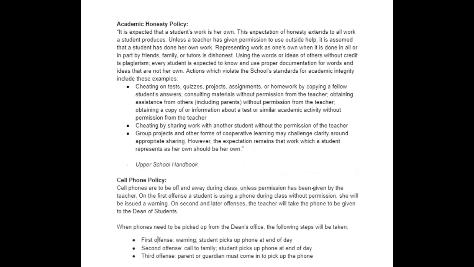Academic honesty, this is again what the handbook says. For me, one of the biggest things to know is the difference between collaboration and cheating. If you are collaborating on an assignment, the two of you are working together on a sheet of paper, and you can crumple up that sheet of paper after you work together, and each of you produce your own work and hand that in. That's collaboration.